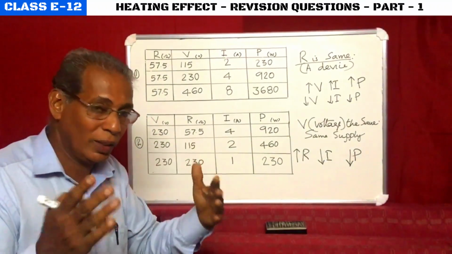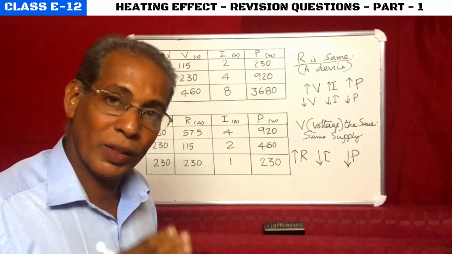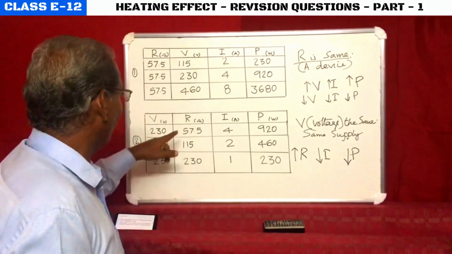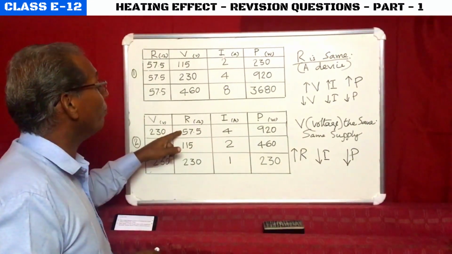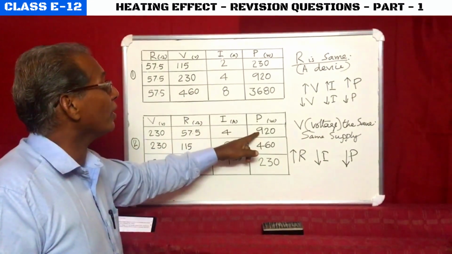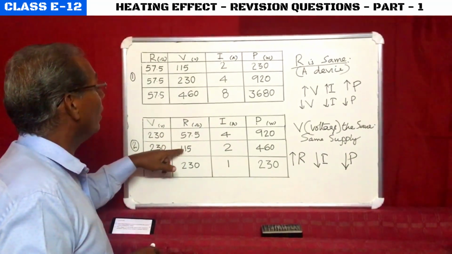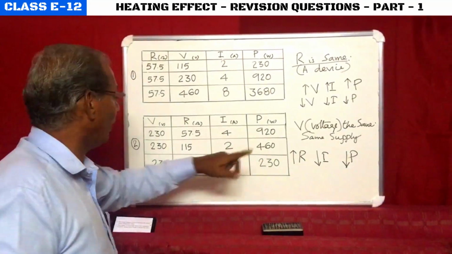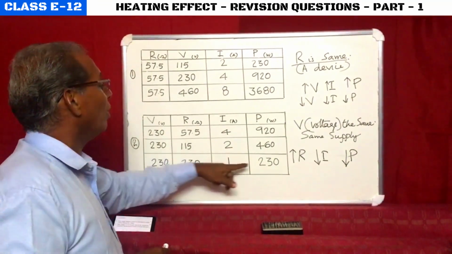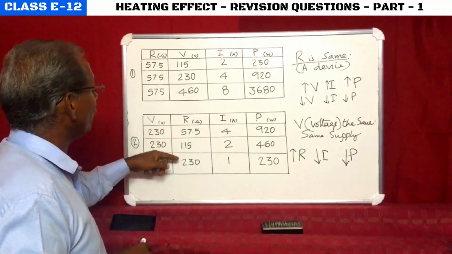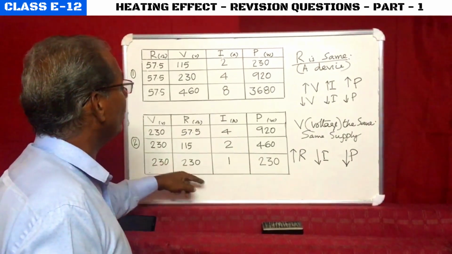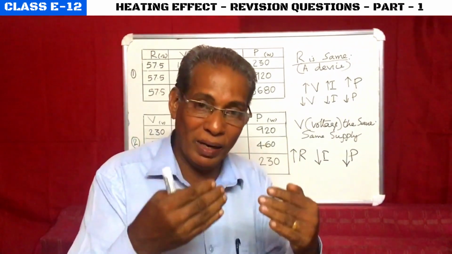That means, sure, it is of different devices, not the same device. One device has resistance 57.5, its power is 920. This resistance is 115, its power is 460, and at 230, power is 230. If resistance is greater, power will be less.